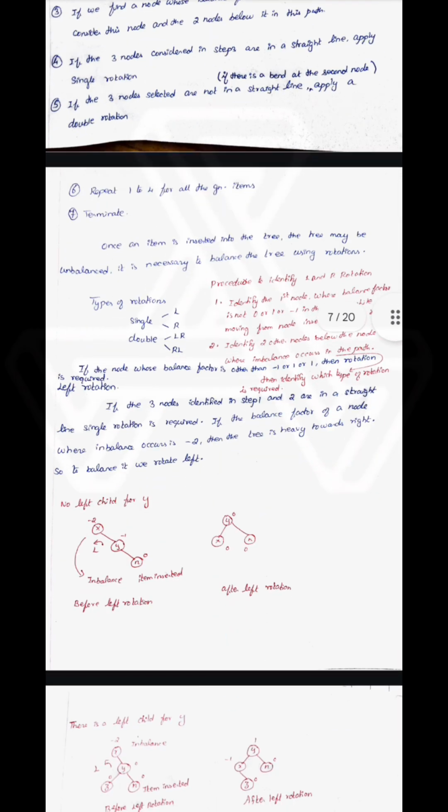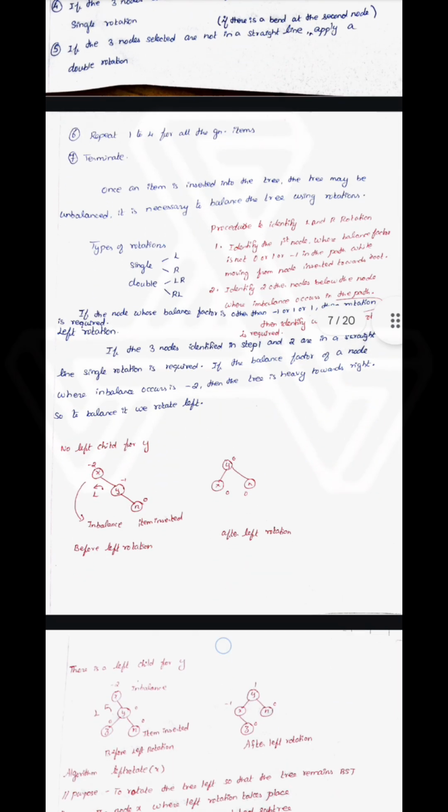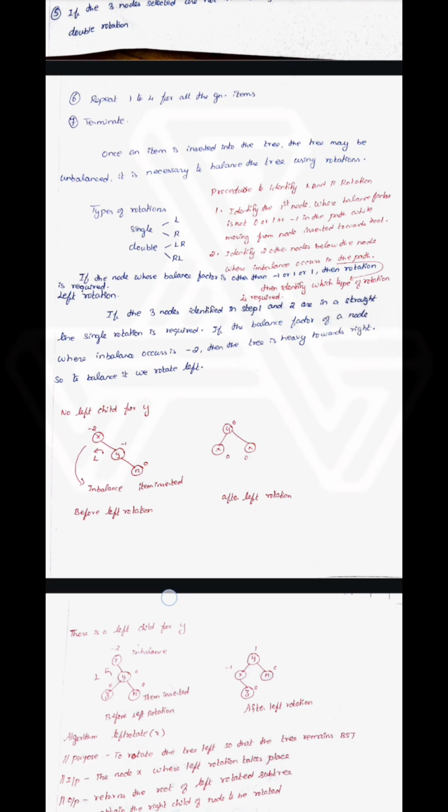Terminate. Once an item is inserted into the tree, it may become unbalanced. It is necessary to balance the tree using rotations. Types of rotation: single left rotation, single right rotation, double left-right rotation, double right-left rotation. So, the procedure to identify the rotation.